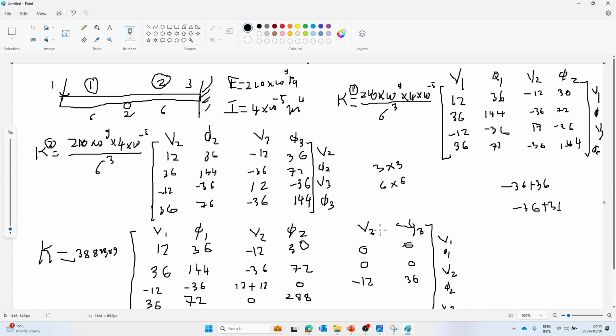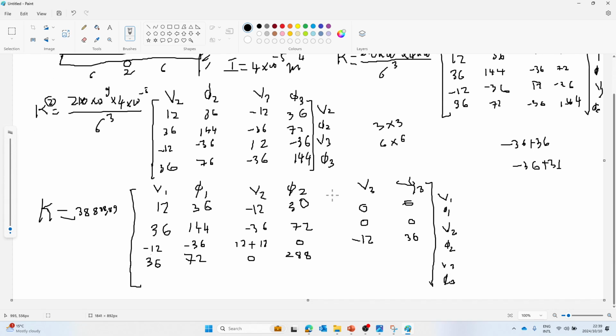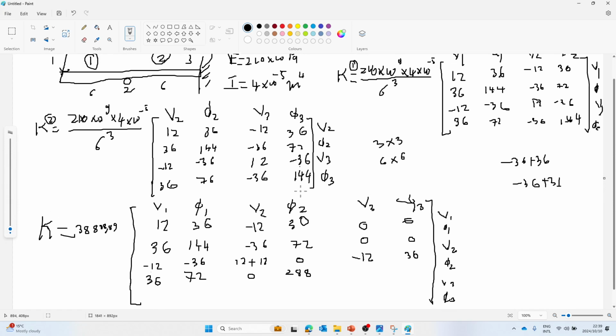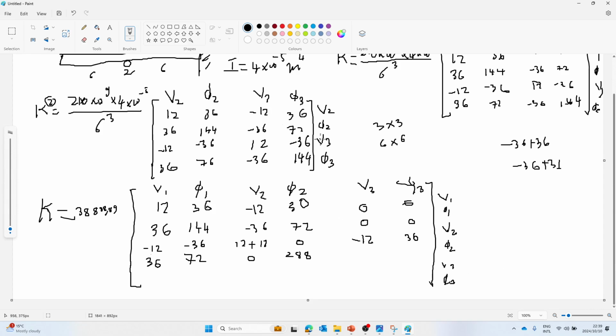Now you move to V3. Under this relation we don't have V3, so we can forget about this one. Now we can come here, V3, we are still dealing with phi 2. V3 phi 2, what is it? Minus 36. You write minus 36. What else do we have, guys? Phi 3, phi 3 phi 2. Phi 3 phi 2 is 72. It is a 6 by 6. So you do it for each element.